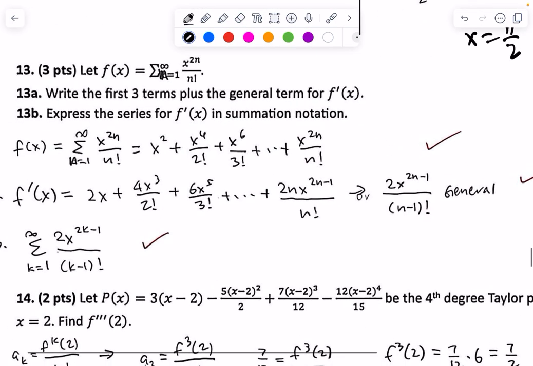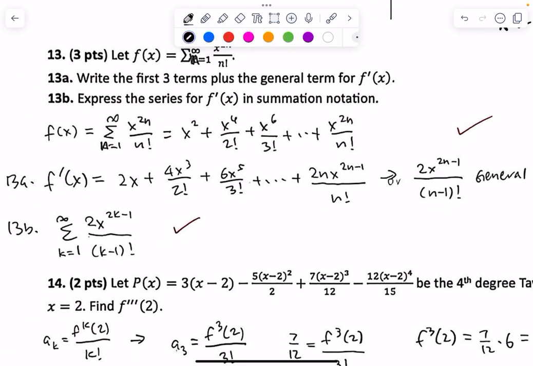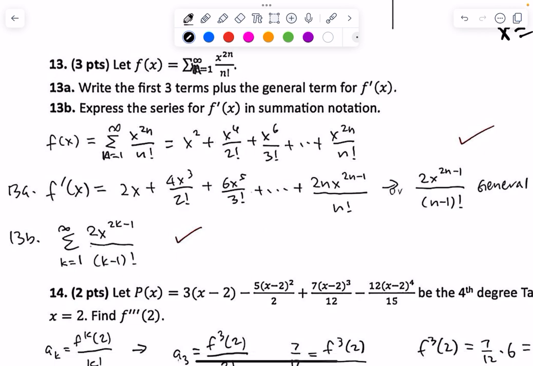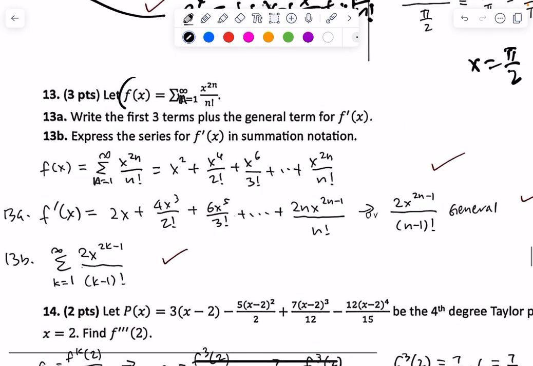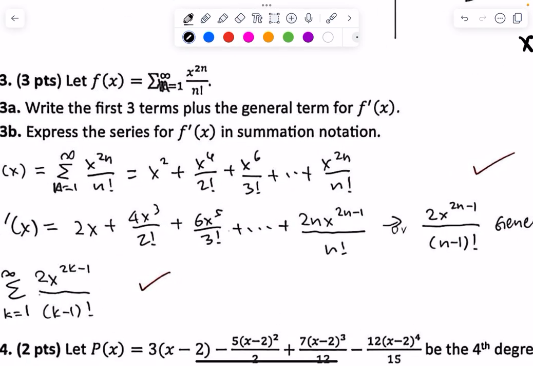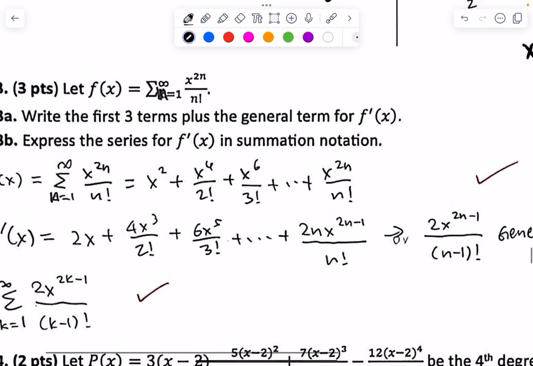Okay, so in here what we want to do is write the first 3 terms for f prime of x. And again, the same logic applies. If we can do something to the function, we can do something to its series, right? So if we can take the derivative over here, we can also take the derivative over here. And just by using power rule, remember n is a constant, so we don't have to do chain rule over here. We get 2n x^(2n-1) over n factorial.